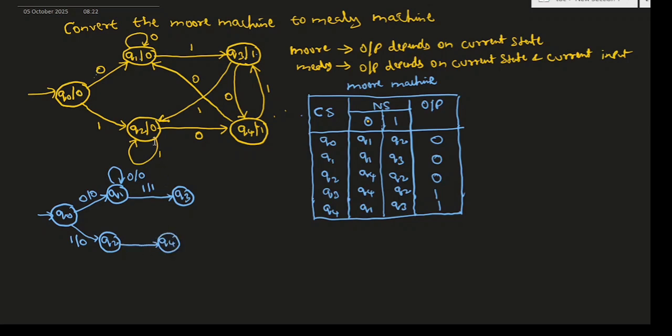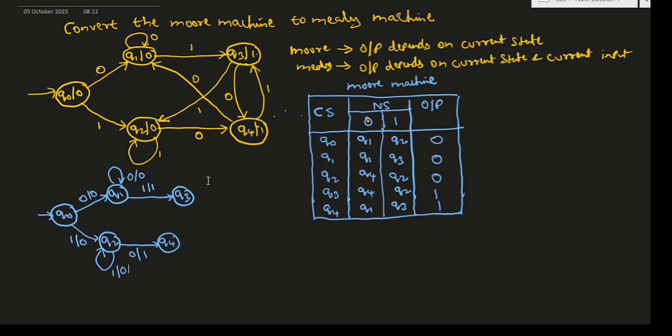When 0 is applied, it is going to Q4. Now, what is the output for Q4? Q4 output is actually 1, so write it as 1. In Q2, when 1 is applied, it is going to Q2 itself. So, 1 bar. And what is the output for Q2? Q2 has an output of 0.